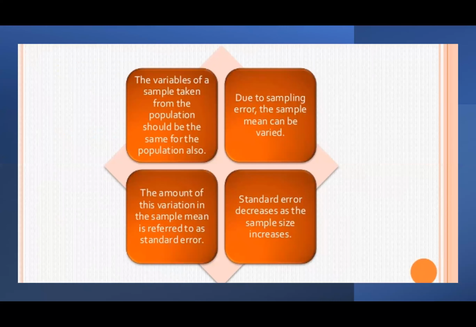The variables of the sample taken from the population should be the same as the population's also. Due to sampling error, the sample mean can be varied. And the amount of this variation in the sample mean is referred to as standard error. And standard error decreases as the sample size increases.